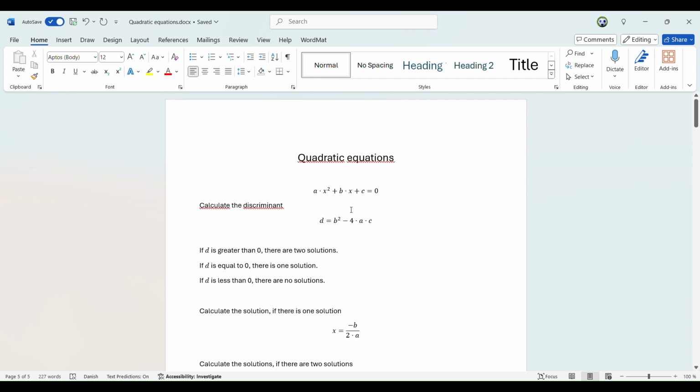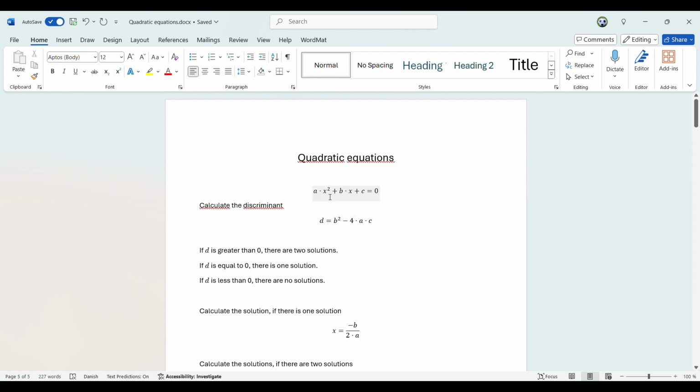And the first thing we want to do when looking at an equation like this is calculate the discriminant. And we do this by using this formula. We say b squared minus 4 times a times c, and then we get this discriminant. And it discriminates between three situations down here. If d is greater than 0, there are two solutions. If d is equal to 0, there's one solution, and if d is less than 0, there are no solutions.